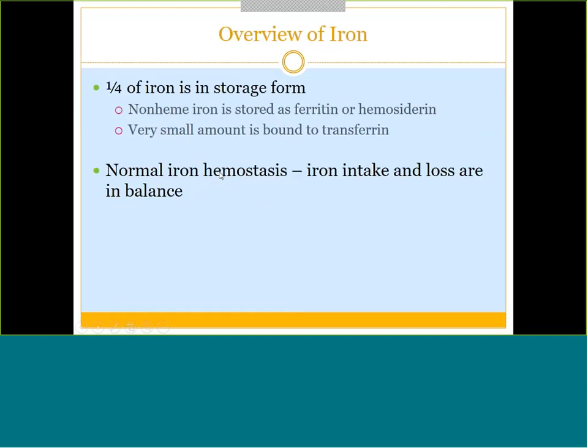All right, so overall in your body, 1/4 of your iron at any point in time is stored. And so that is stored either as ferritin or hemosiderin. Both are forms of storage of iron. And then a little bit of your iron at any point is also bound to that transferrin protein being transported somewhere in the body.